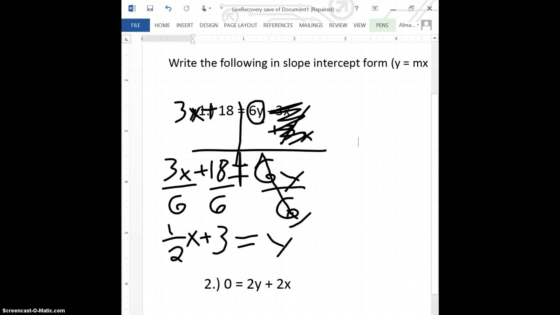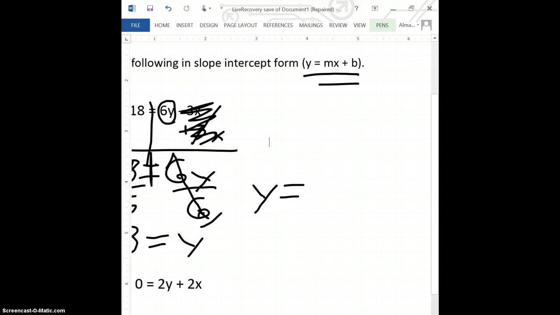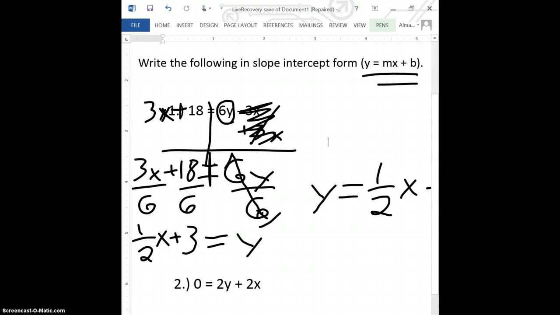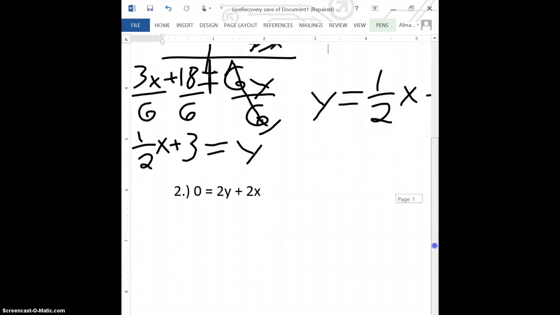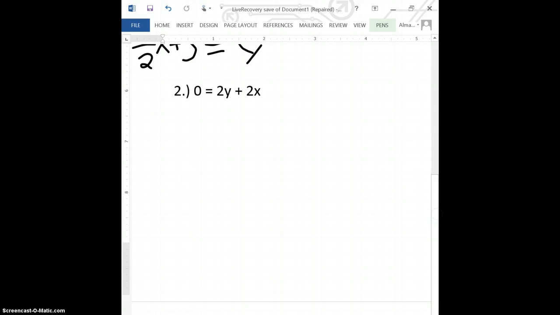And I want to put this specifically in terms of y equals mx plus b. So I'm going to rewrite this as y equals 1/2 x plus 3. And that is my answer. Okay, so let's look at problem number 2. Problem number 2, again, I'm going to solve an equation. So I'm going to first begin by drawing my line.